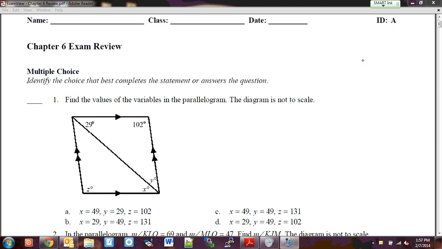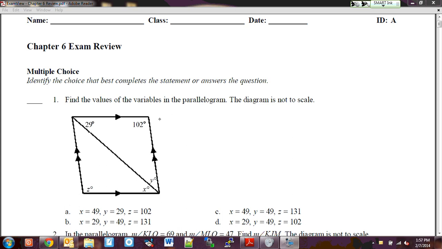Alright, so this is your Chapter 6 exam review. So let's go over number 1. It says, find the values of the variables in the parallelogram. The diagram is not to scale. Alright, so since we know that this angle is 102 degrees, well, let me go back even further than that.